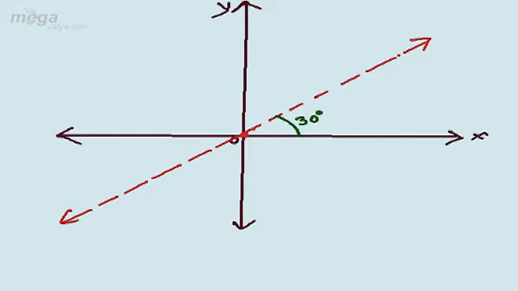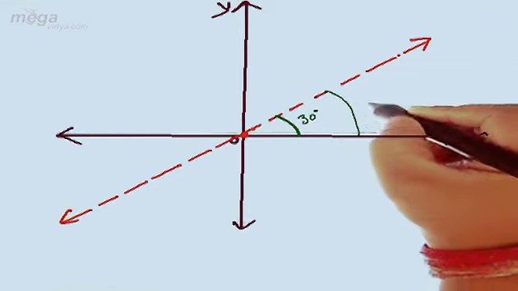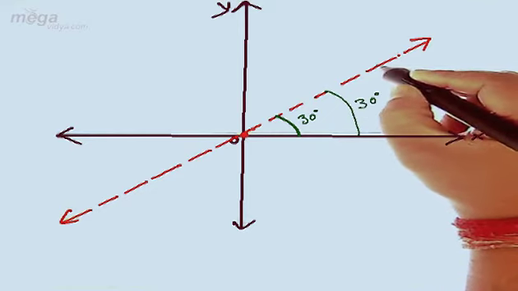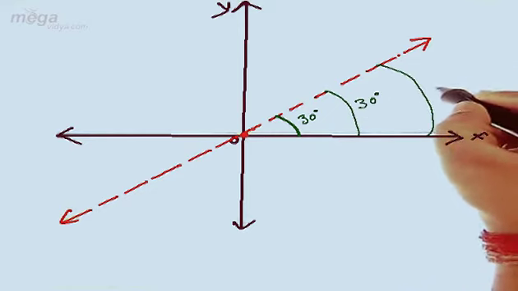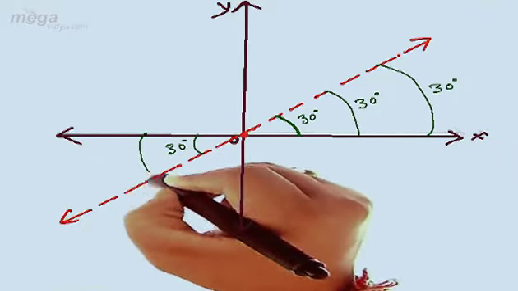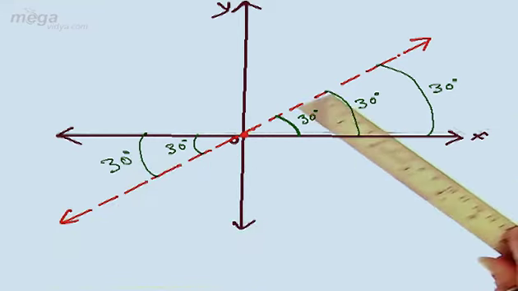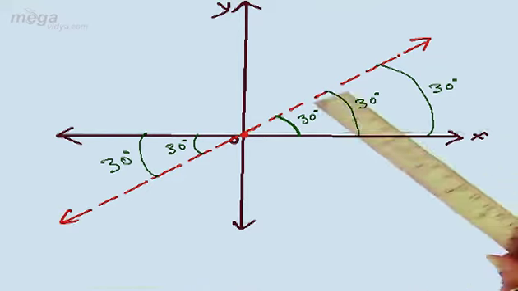You are moving using 30 degrees. Every time the angle of movement is 30 degrees. In the backward direction also it is 30 degrees every time. Then this path is called a straight line.